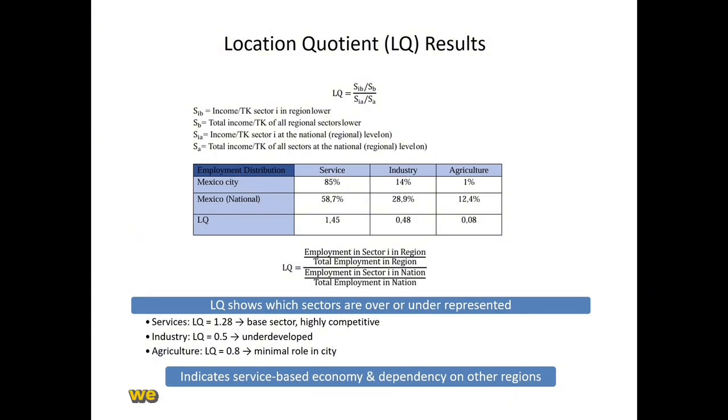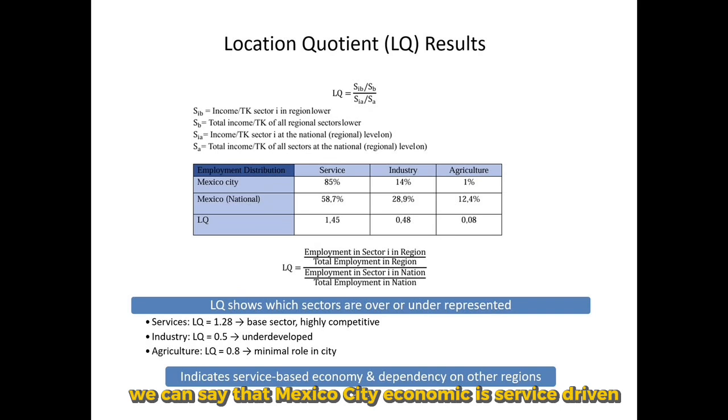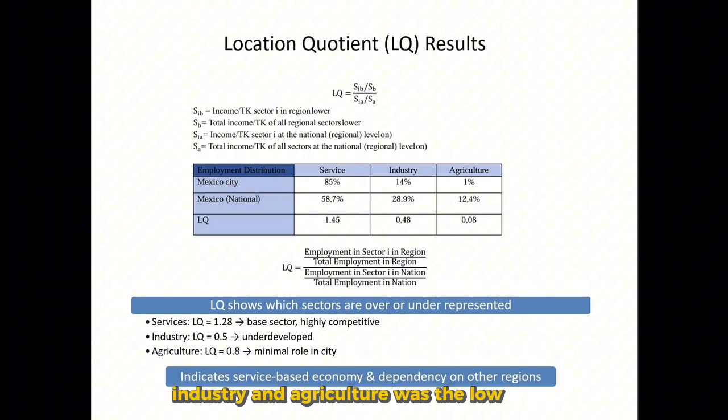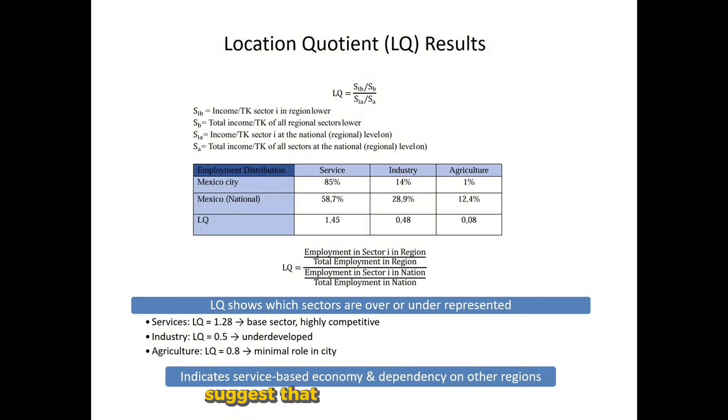So based on that, we can say that Mexico City's economy is service driven with the LQ of 1.45, indicating that services are the base sector. In contrast, industry and agriculture had low percentages, which suggests that the city primarily imports rather than produces in those sectors.